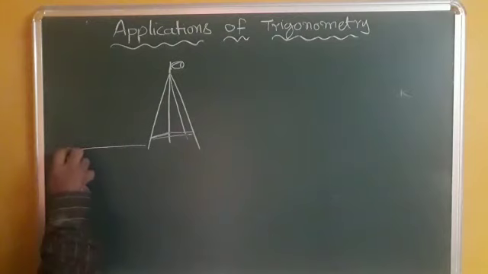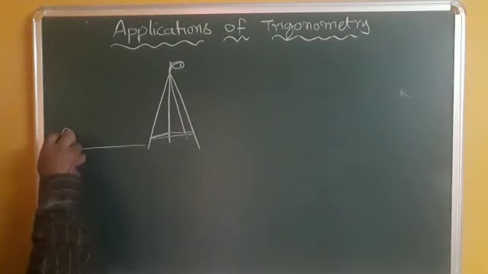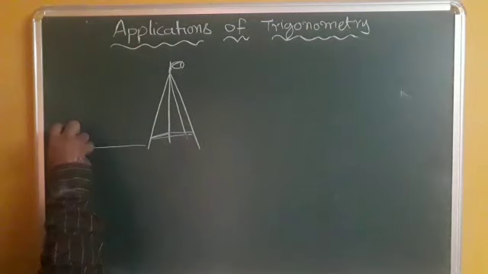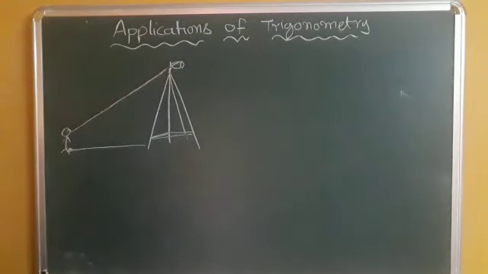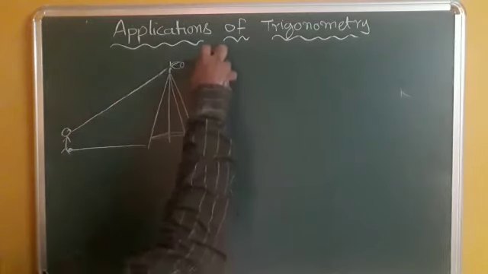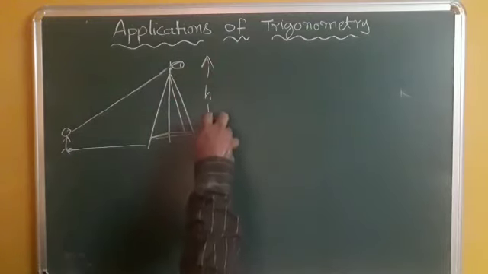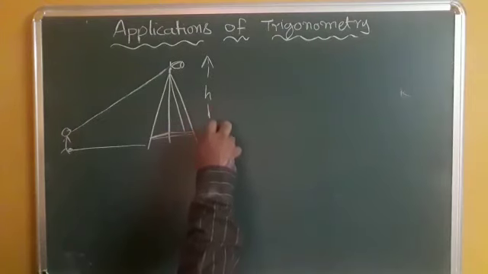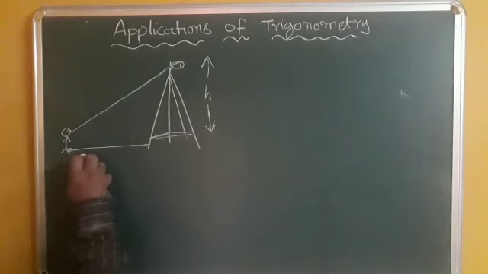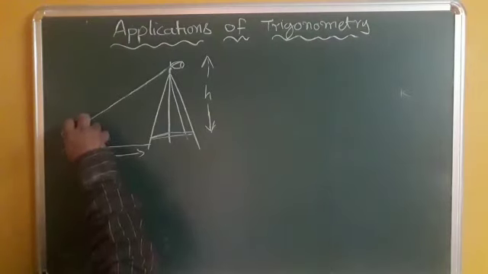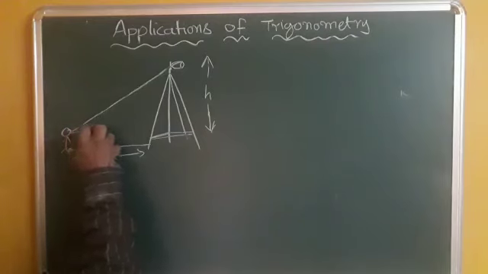So the observer wants to observe the height of the tower. It is an unmeasurable quantity; it is not possible to measure directly. But the distance will be possible to measure, and we can also find the angle.